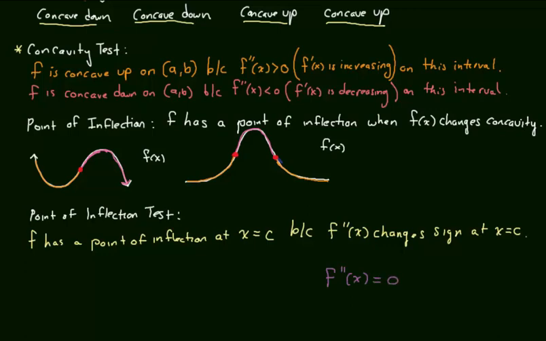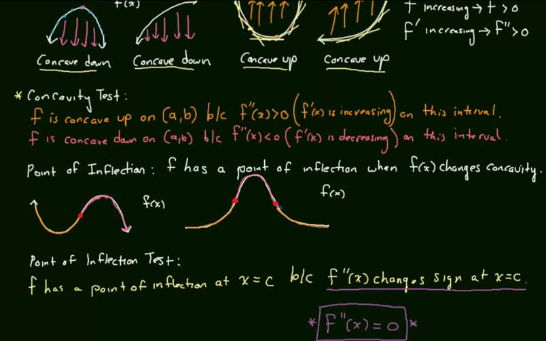That is an important quality of this. We will find where f double prime equals 0, but we have to ensure that the second derivative changes sign in order for there to be a point of inflection. So this is important, but it is not the justification. This here is the justification.